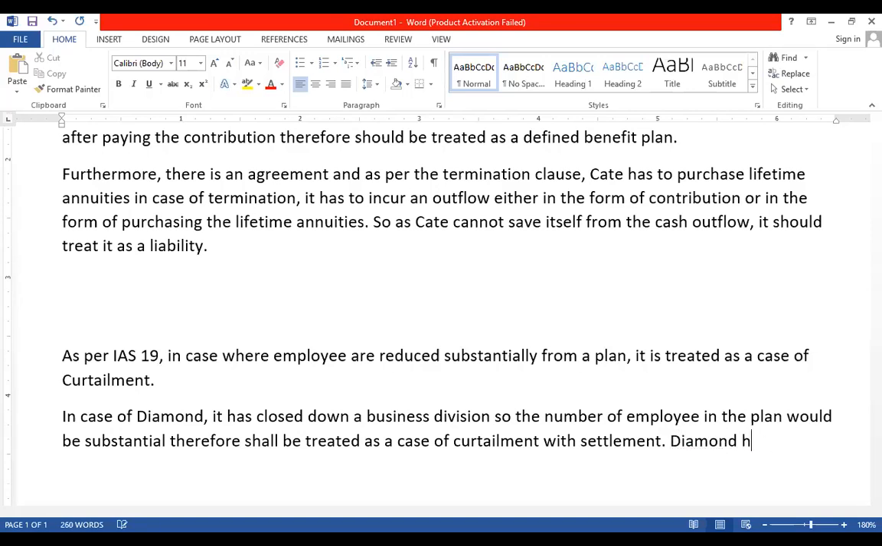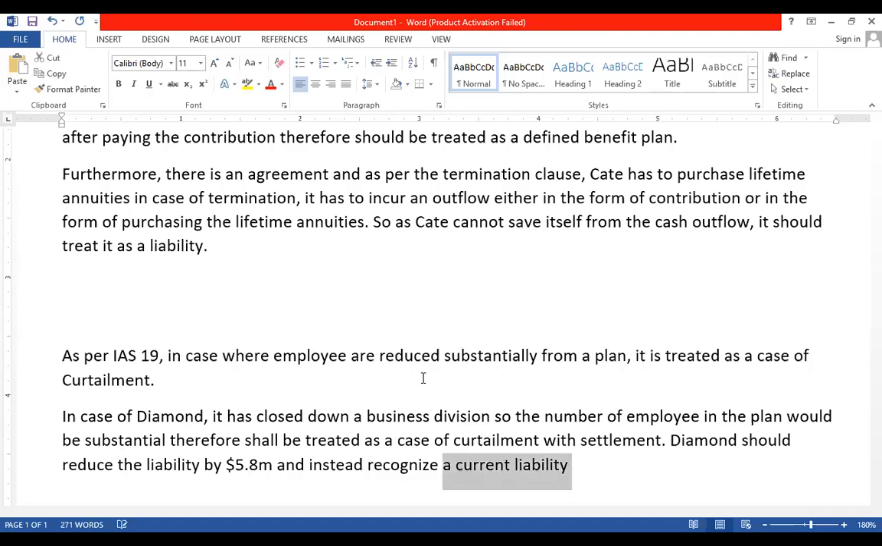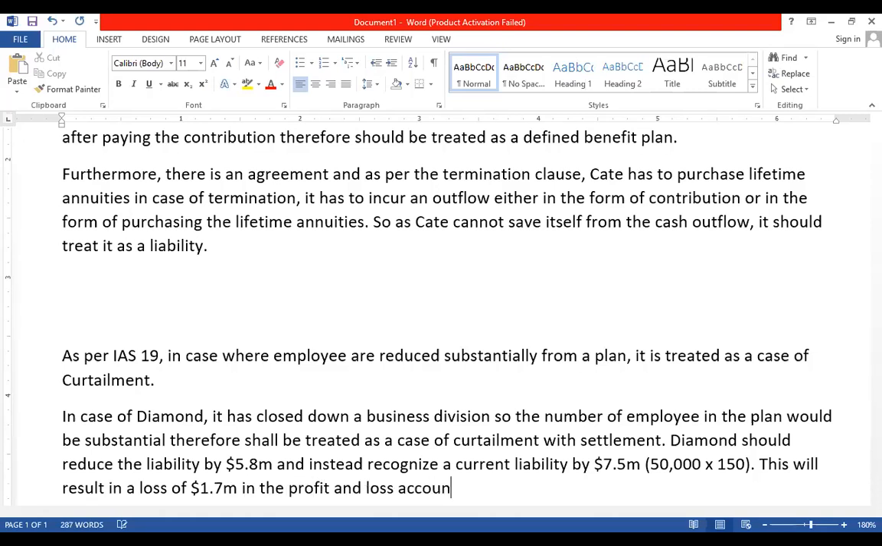Diamond should reduce the liability by how much? $5.8 million, and instead recognize a current liability. Yes, it is going to be treated as a current liability, but the amount that we are paying is because of the settlement, $7.5 million, which is 50,000 into 150 employees. This will result in a loss of how much? $1.7 million in the profit and loss account. So this is what was supposed to be the answer in this question.